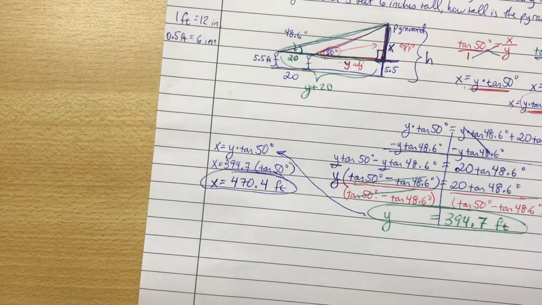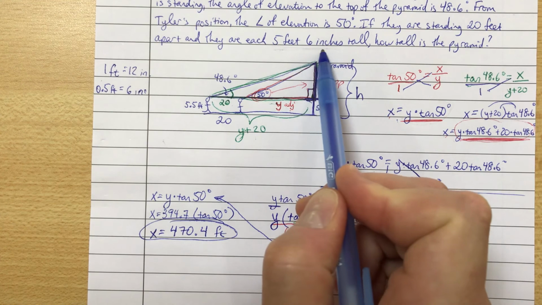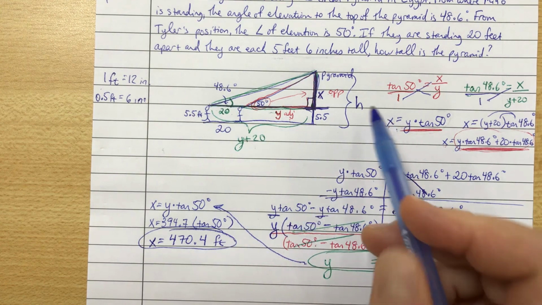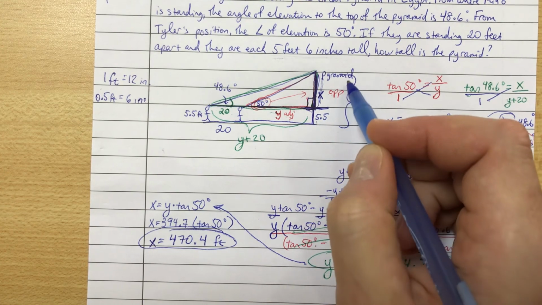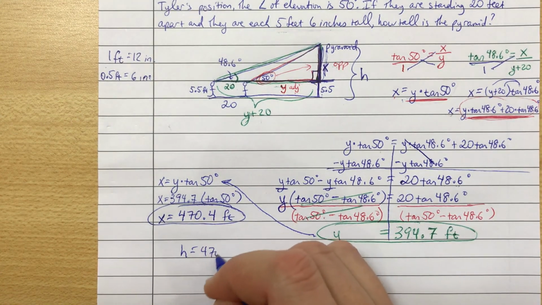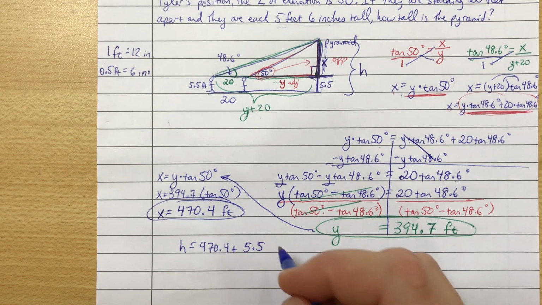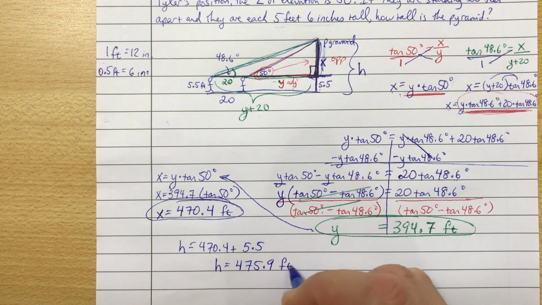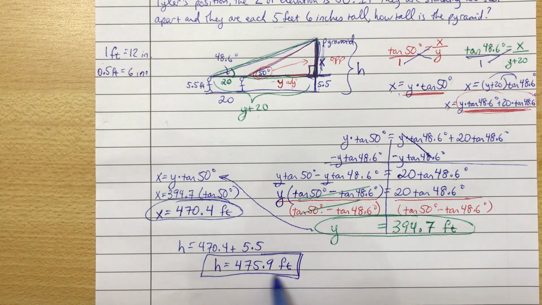And we're almost done, because remember at the very beginning, each of them is 5 feet 6 inches tall. So this is them standing, this is from their eye level. What we just found was this, but we need to add their height at the end to find the total height of the pyramid. So h equals 470.4 plus 5.5 feet, and what we get, the final height, is 475.9 feet. And that is the end of that problem right there.